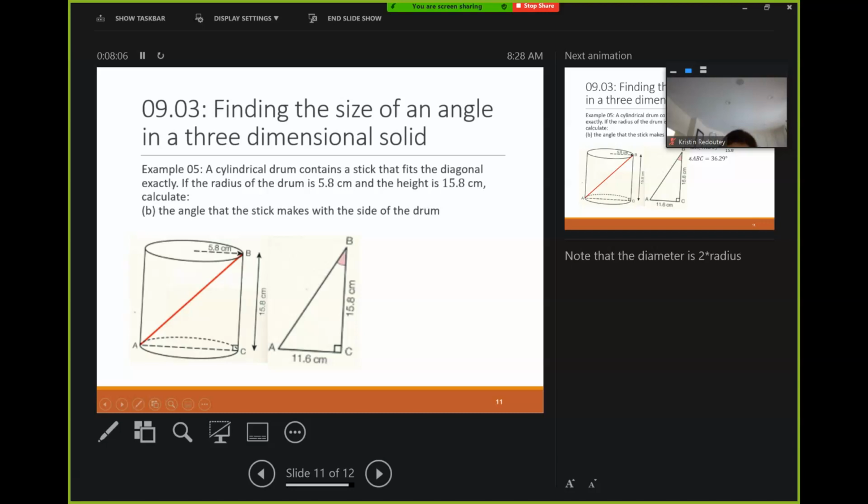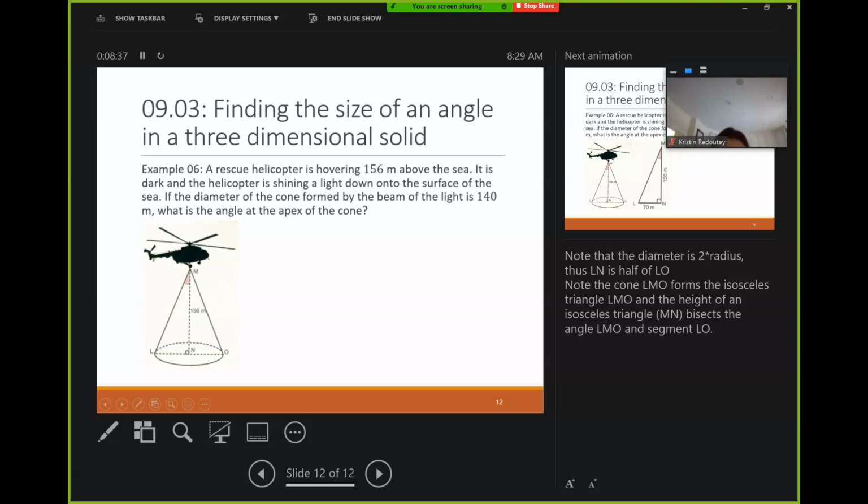If I know these two sides, and again I know AB, I could really use any of the three trig functions, but I know these two exactly, so I'm going to use tangent. So that angle ABC is going to be tangent inverse of opposite over adjacent. Everybody cool? No big deal?